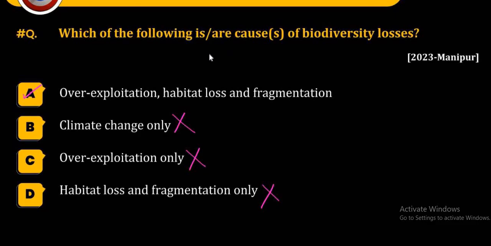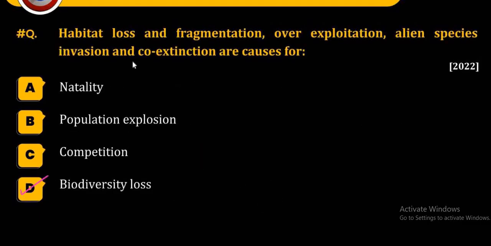Next question. Which of the following is a cause of biodiversity loss? Overexploitation, habitat loss and fragmentation, climate change only. Overexploitation only, habitat loss and fragmentation only. Option A is correct. Overexploitation, habitat loss and fragmentation. Next question. Habitat loss and fragmentation, overexploitation, alien species invasion and co-extinction are causes of biodiversity loss.